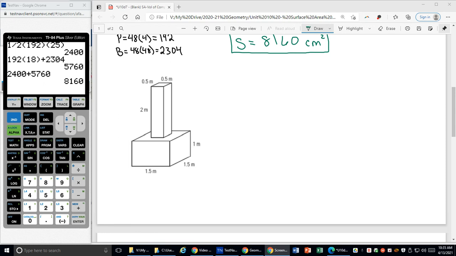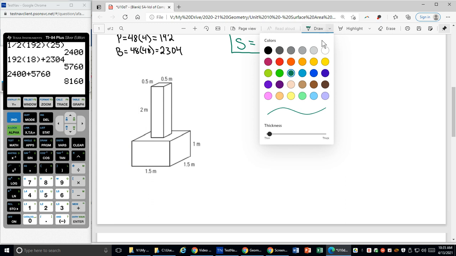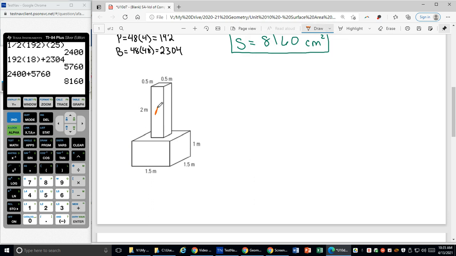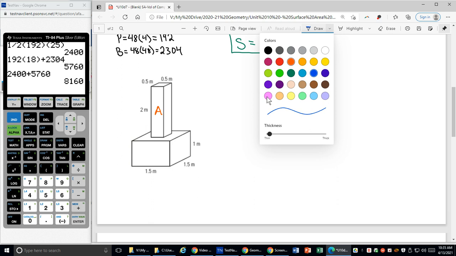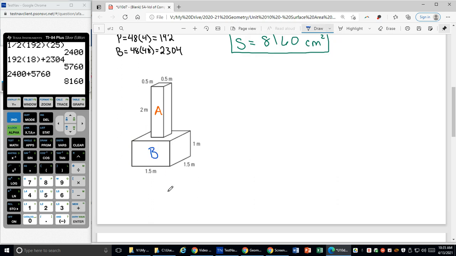Hi, welcome back. In this video, we're going to look at finding the surface area of this figure that has two different bases. Now, both my figures are prisms, so I can get confused if I try to refer to one as prism and the other as prism. So I'm going to think of one as prism A, and the other as prism B as I go through.